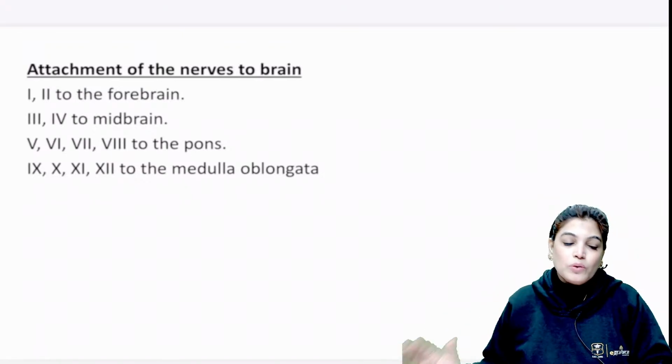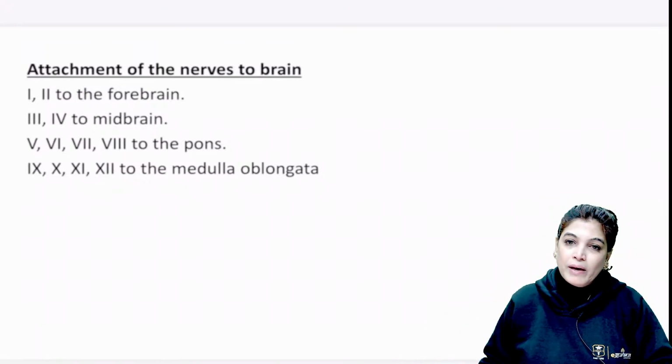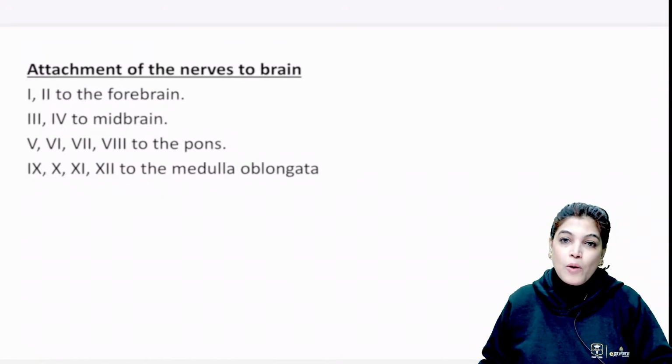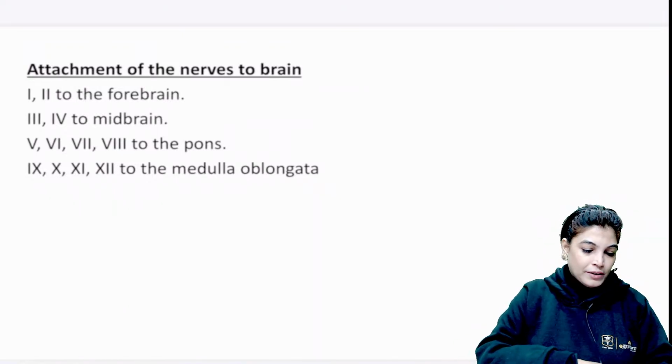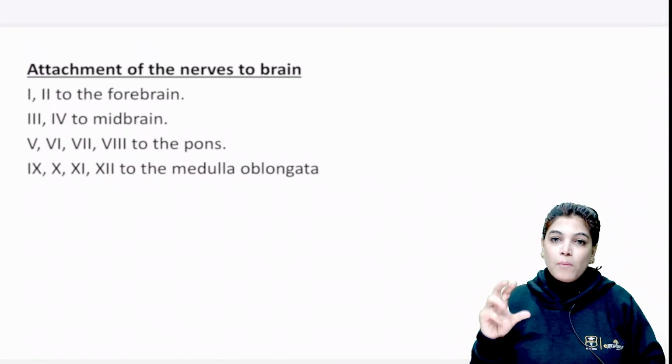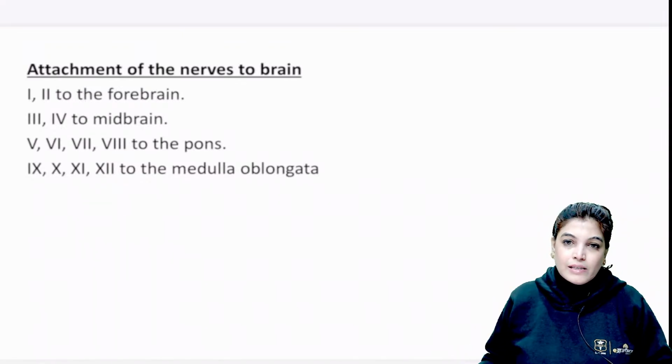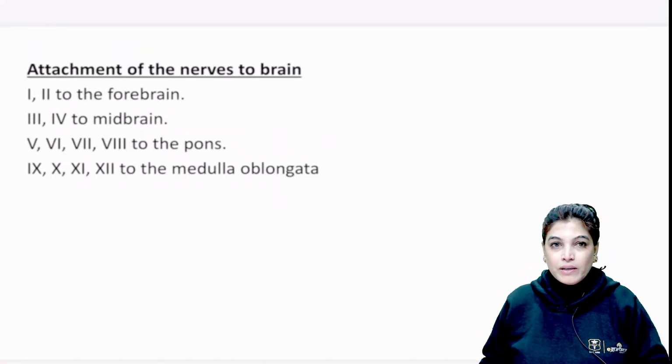Before that, I just want you to know how many pairs of cranial nerves there are in our body. You can reply in the message box. I think most of you must be knowing. We use Roman numerals for the cranial nerves, and we know that there are 12 pairs of cranial nerves.